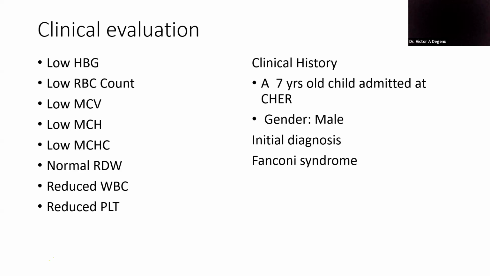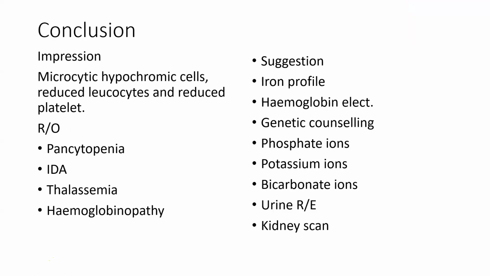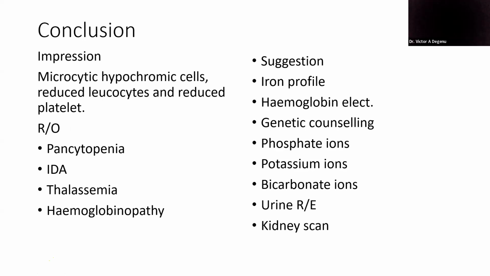So what can you say about this one? All these ones, low. What can you say? Pancytopenia in CKD. Exactly. Pancytopenia. Exactly the case. Okay? So, impression: microcytic hypochromic cells, reduced electrolytes and reduced platelets. So we rule out whether we look at the film to confirm pancytopenia or the other one that the guy talked about.